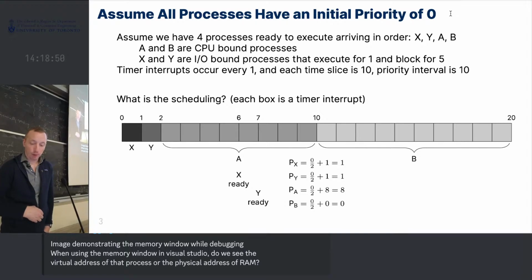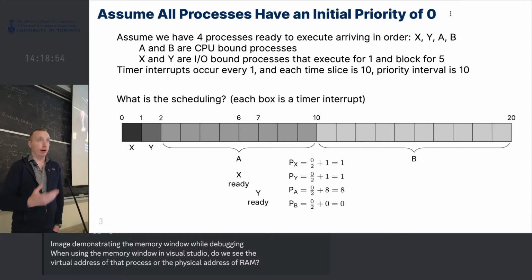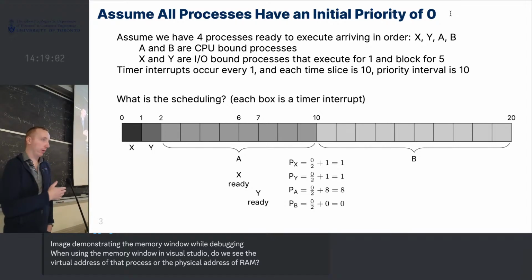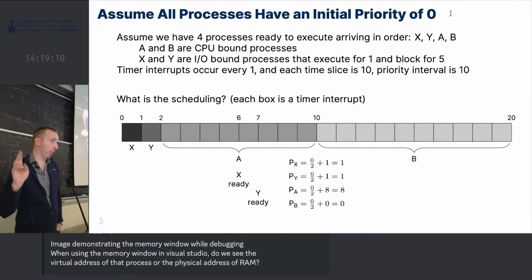What it means that X and Y block for 5 time units is that whenever they're done executing for their 1 time unit, they're actually waiting on some type of resource, and they can't execute anymore. So the kernel is waiting on some file to happen, something like that, and then after 5 time units, we can actually execute them again. So they'd be ready.